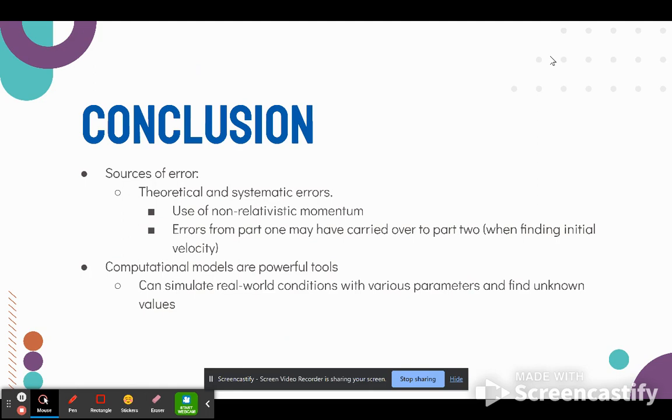Also, there are different sources of error in the experiment, including both theoretical and systematic ones. Through the use of non-relativistic momentum, errors from part 1 may have also carried over to part 2 when finding the initial velocity. Nonetheless, the results and data collected demonstrate that computational models are powerful tools that can simulate real-world conditions with various parameters and find unknown values.